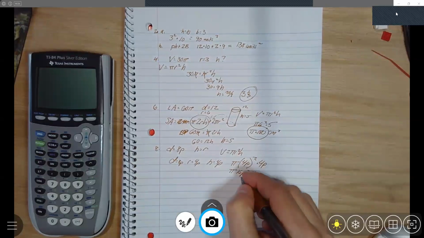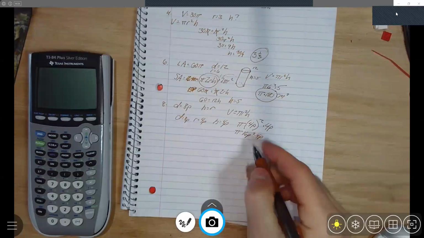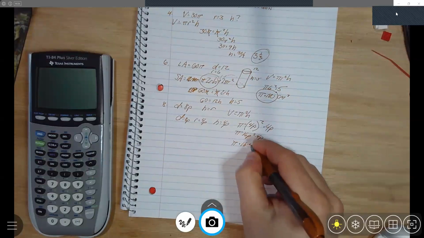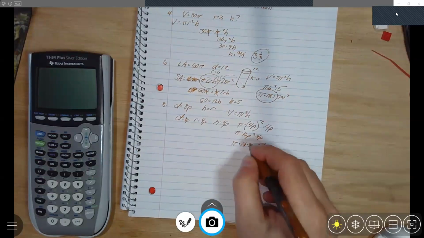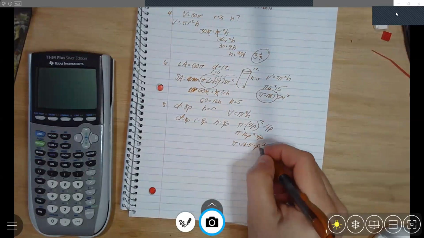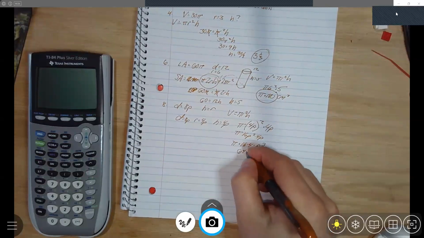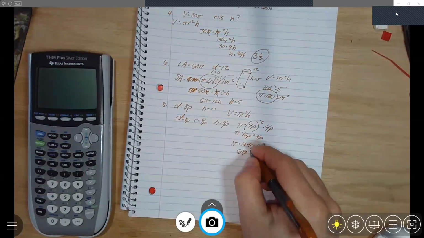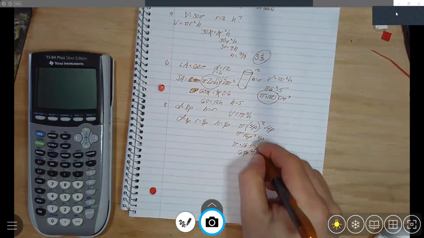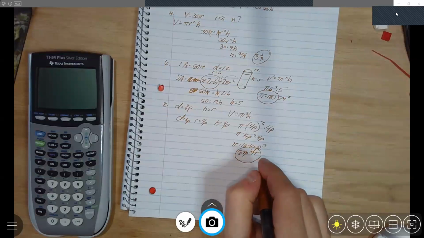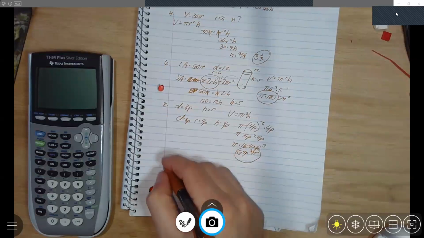And then you can use the commutative property to move the numbers together. So you're going to get pi times 16 times 4 times p cubed, because p squared times p is p cubed. 16 times 4 is 64. So you're going to get 64 p cubed pi. Good.